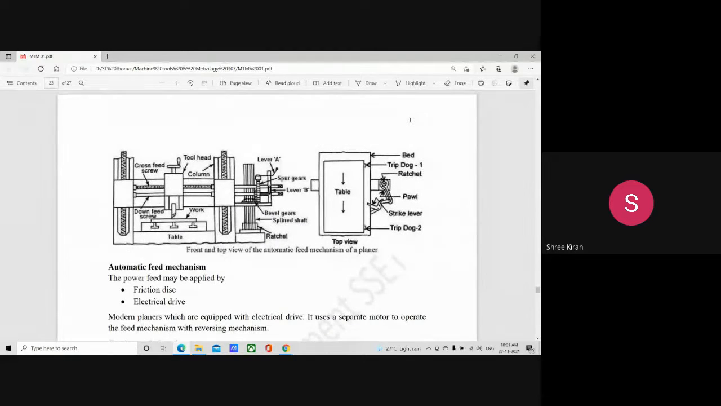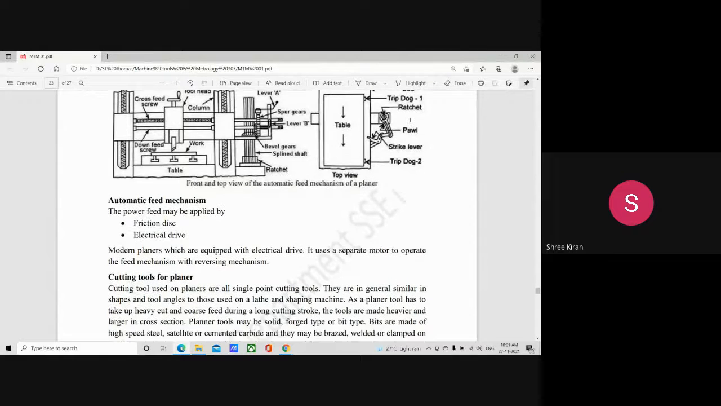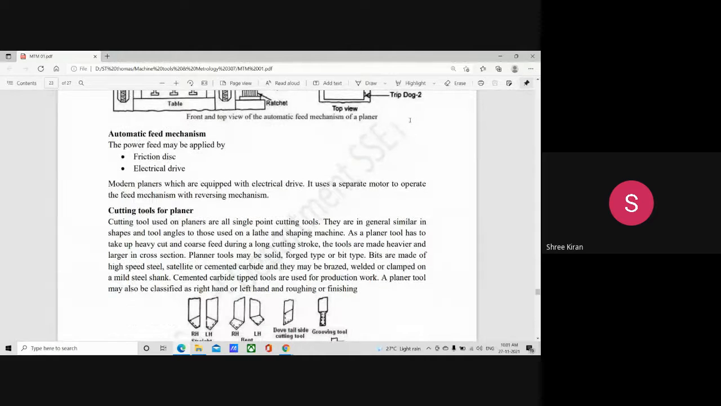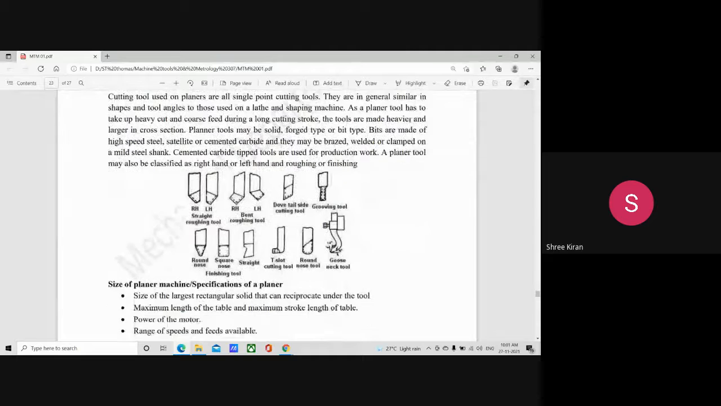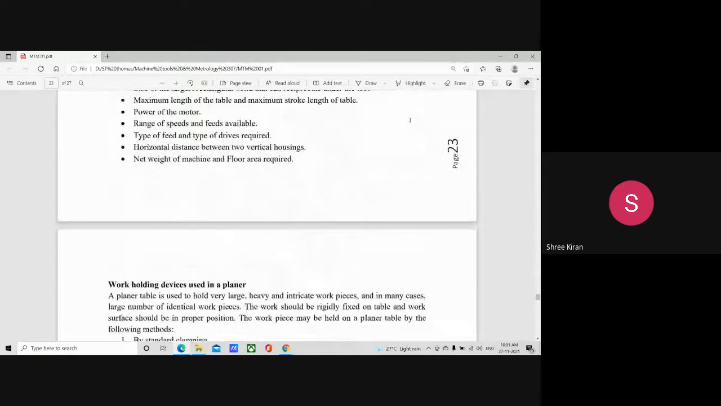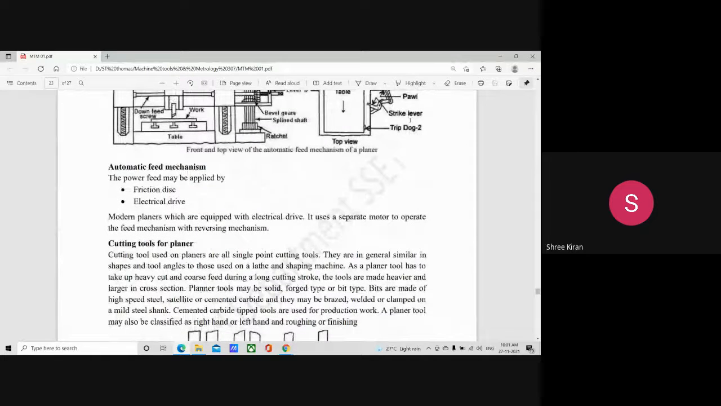Now we will come with a front view and top view of a feed mechanism of a planer. So now we will be discussing the automatic feed mechanism and the various cutting tools of a planer, the size of a planer, specification of a planer, and the work holding devices of a planer. So now we will get the automatic feed mechanism.